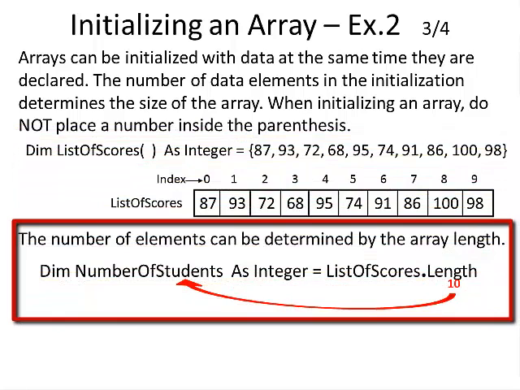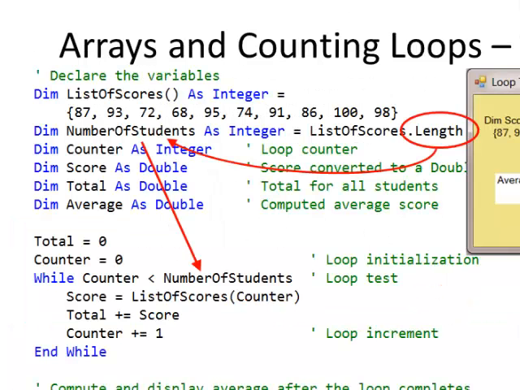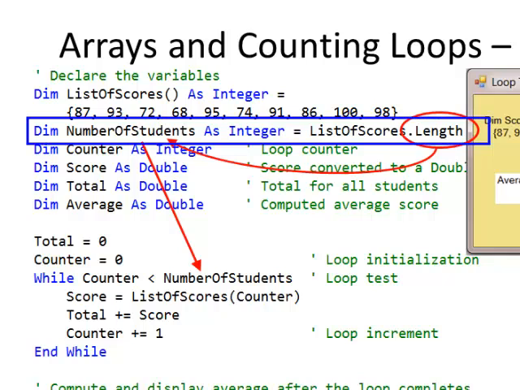The number of elements can also be determined by the array length. If I say Dim numberOfStudents As Integer equals listOfScores.Length, that tells me how many elements are going to be in that array. The code for the second example is very similar to the code for the first example, except now the number of students, instead of being declared as a constant equals 5, I'm going to say numberOfStudents As Integer equals listOfScores.Length. So I'll determine the number of times through the loop by the length of the array.